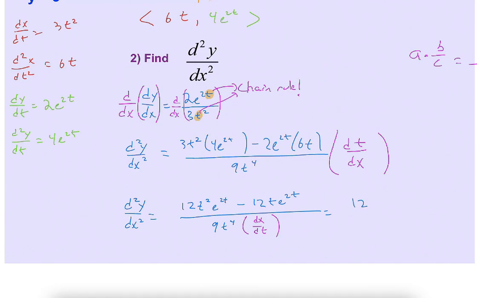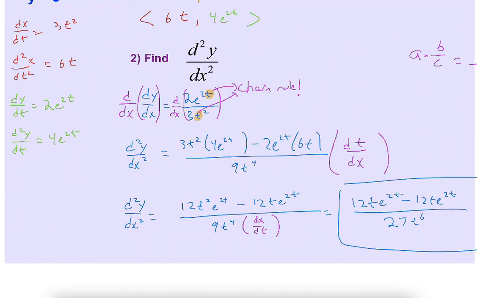The reason why that's convenient is because I do know what dx dt is. So I can write this as 9t to the 4th times 3t squared, because we already know that dx dt is 3t squared. Of course, since those are simple monomials, I will just multiply them together, but I did want you to see where they came from. 9 times 3 is 27, and t to the 4th times t squared is t to the 6th. And if you want to, you can reduce that fraction a little bit, but I'm going to leave it alone so that it's easier to see where it came from.